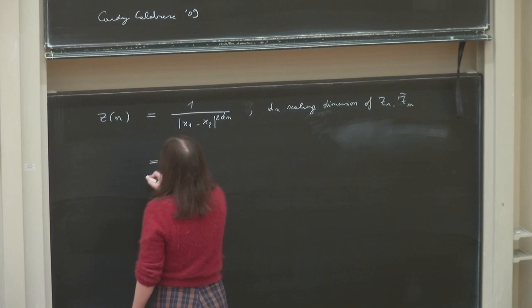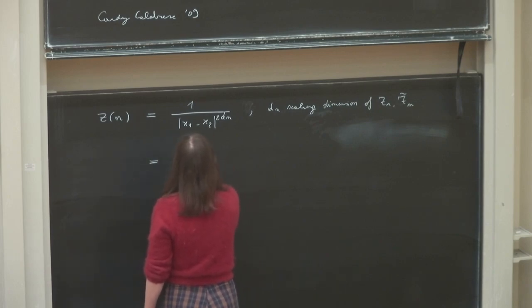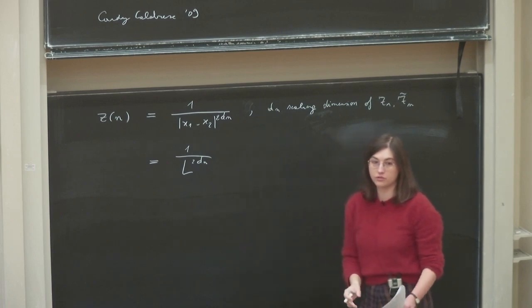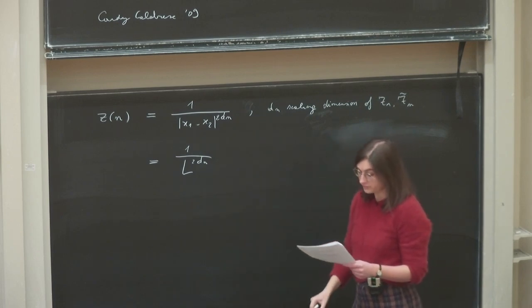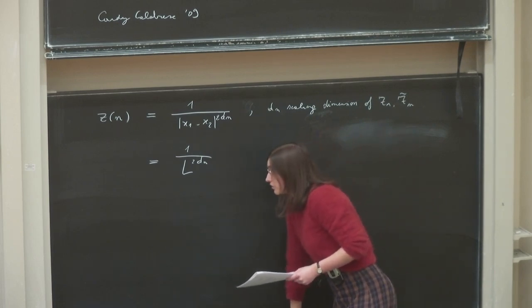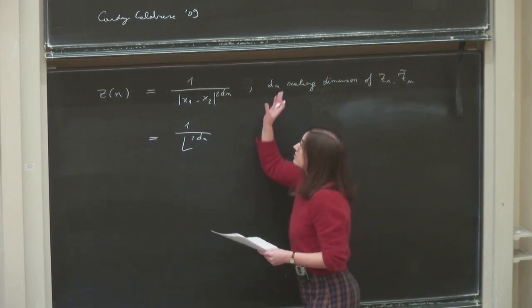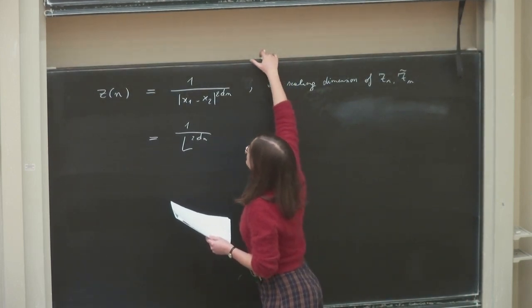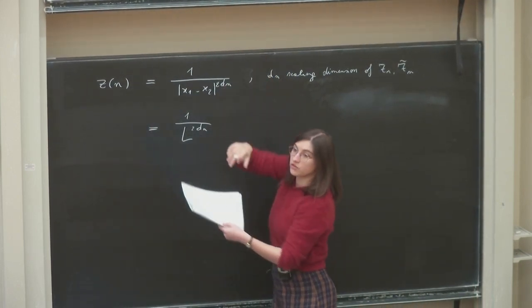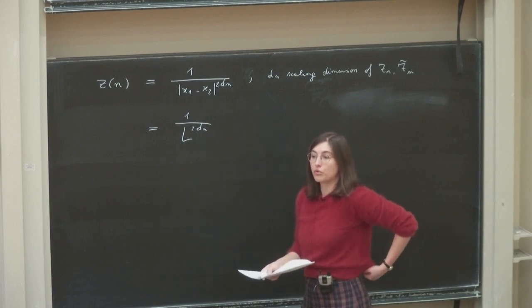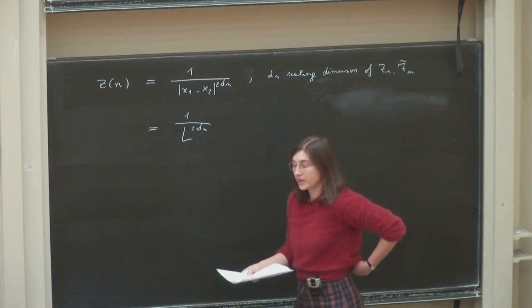Okay, so we simply have that Z_n is 1 over the length of the interval to the power 2 times the scaling dimension of those twist operators. And we know from our derivation from yesterday, from the replica manifold perspective, what this Z_n in terms of L is. That was the whole point of yesterday's calculation.